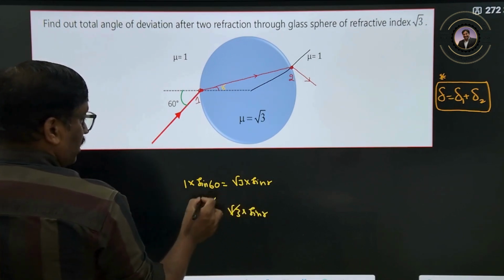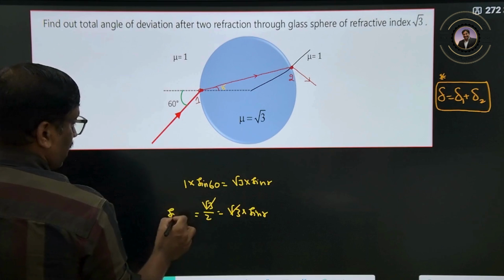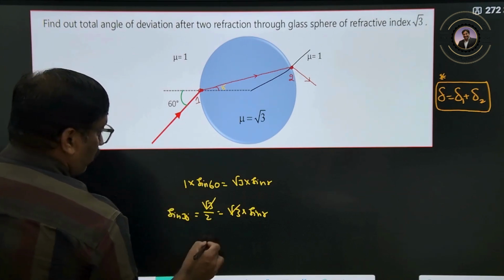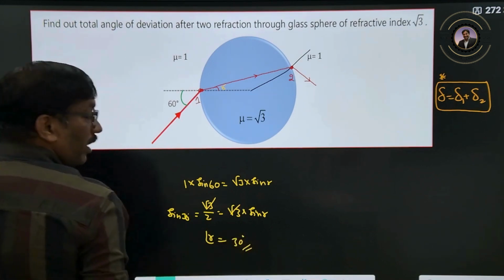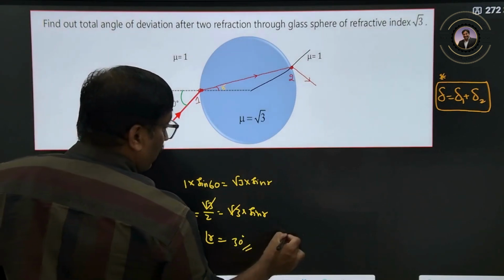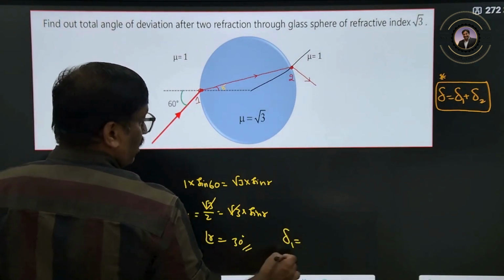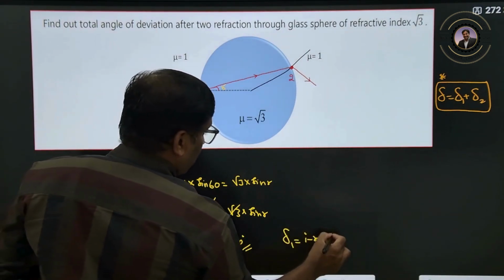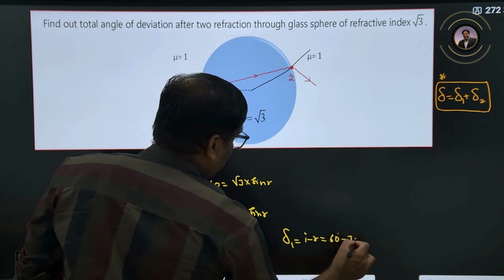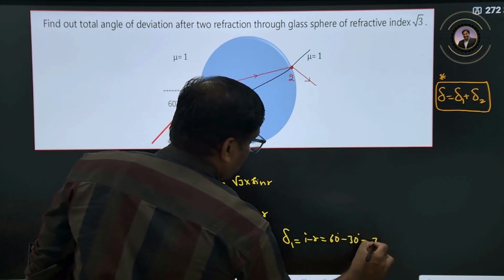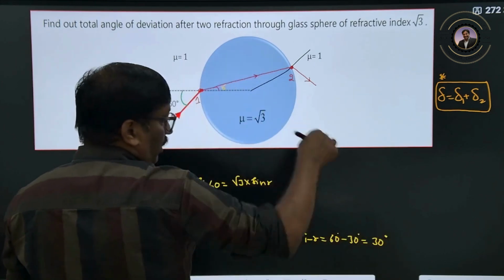So this root 3 cancels. Therefore sin r is nothing but sin 30. So here the angle of refraction is 30 degrees. Clear? So what will be your first angle of deviation? It is i minus r, so it will be equal to 60 minus 30. Therefore it will be 30 degrees. So it will be clockwise.